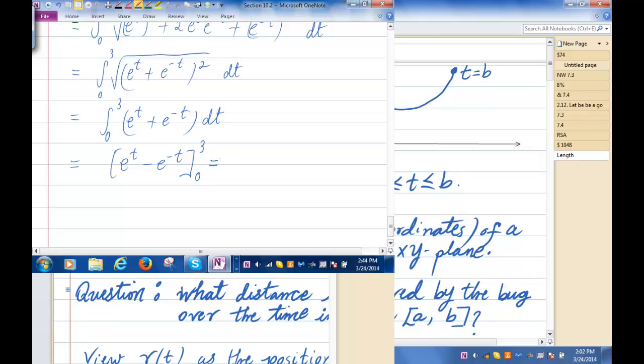And now what? We plug in 3 and 0, right? If I plug in 3, what do I get? e to the 3 minus e to the minus 3. And then minus, I'm going to plug in 0. e to the 0 minus e to the 0, that's just 1 minus 1. Everybody is okay with that? Any questions so far?